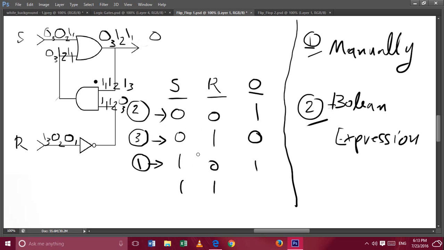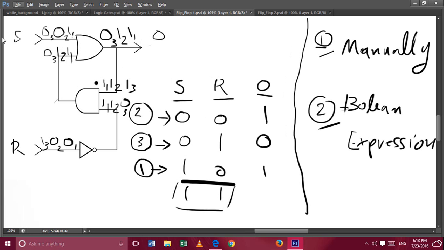We can try 1 and 1, right? But since we know the purpose, we know that in a flip-flop you really should not put 1 and 1, right? Why? Because the purpose is you either put 1 here and 0 here to set it to 1, or you put 1 here and 0 up there to reset it to 0, or you put 0 and 0 to preserve the previous state, right? 0 and 0 preserves the previous state. But you really shouldn't put 1 and 1. If you want to try it, maybe we can.